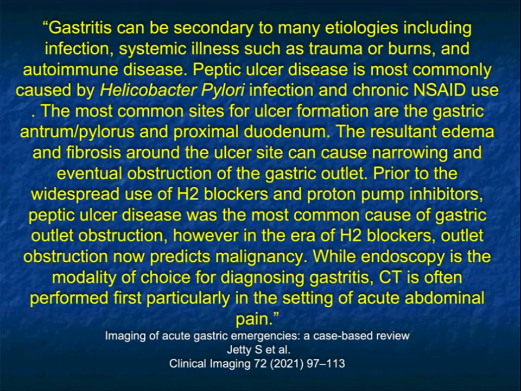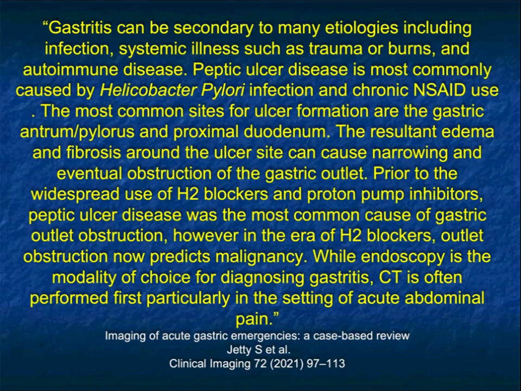So here's an article by Jetty. Gastritis can be secondary to many etiologies, from infection to trauma to autoimmune disease. Peptic ulcer disease is most commonly associated with H. pylori infection and chronic NSAID use. The most common sites for ulcers are the gastric antrum and pylorus, as well as proximal duodenum. The resultant edema and fibrosis around the ulcer site can cause narrowing and eventually obstruction of the gastric outlet, and that's true both in terms of malignancy and non-malignant conditions.